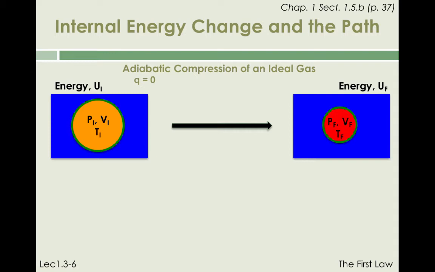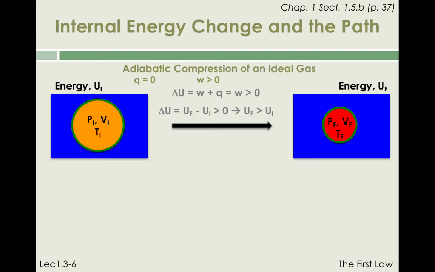Since we are dealing with compressions, Vf, the final volume of the system, is going to be smaller than Vi, the initial volume of the system. Therefore, work must be done on the system for the volume to decrease. The work is therefore positive. Using the first law, delta U equals W plus Q, we conclude that the change in energy for this process is positive. So the energy of the final state of the system is greater than the energy of the initial state of the system.